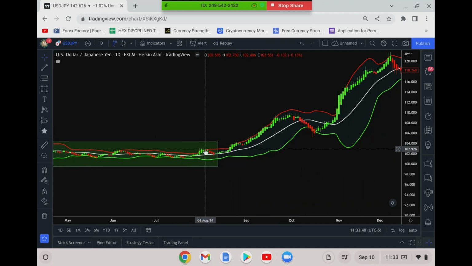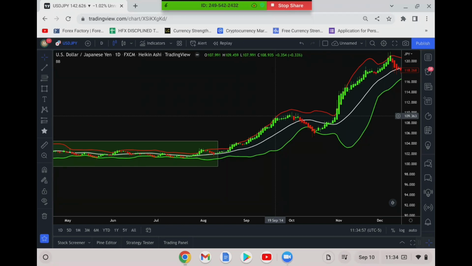So you would have waited for price to break outside of this area, and then you would have gotten in and set your take profit at the upper band, wherever the upper band may have been at that time. So yeah, those are 3 different ways that you guys can actually make money using the Bollinger Band strategy. Now, I do have a few tips for you guys when using this strategy.